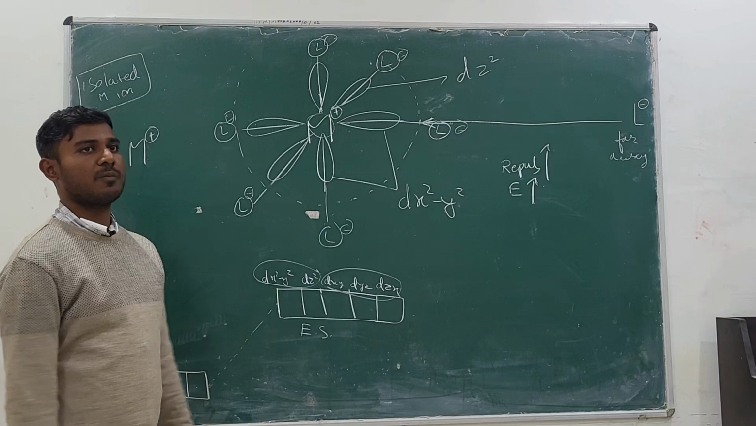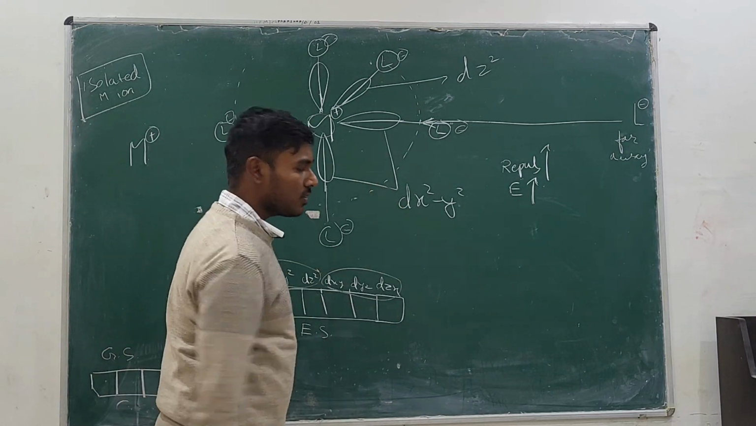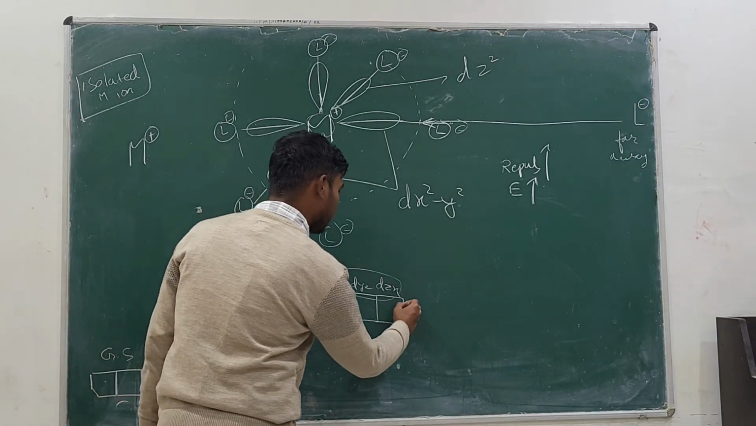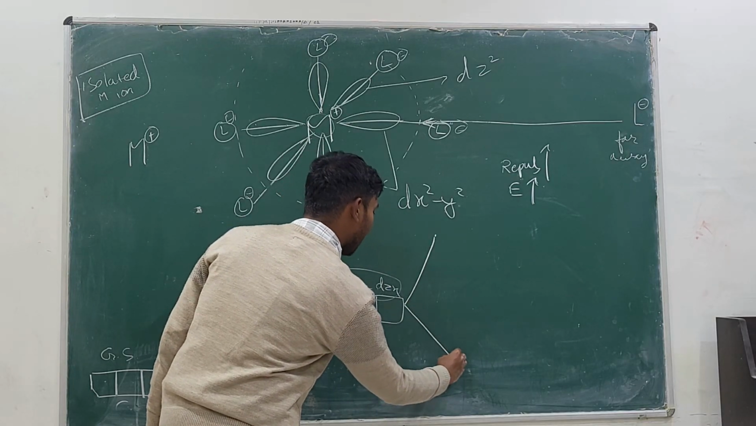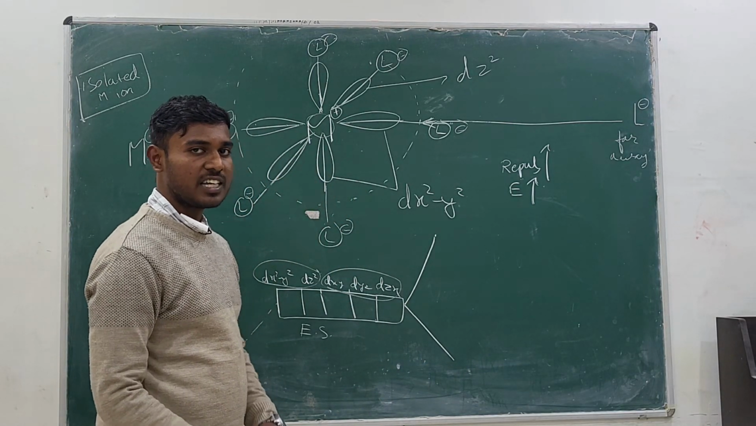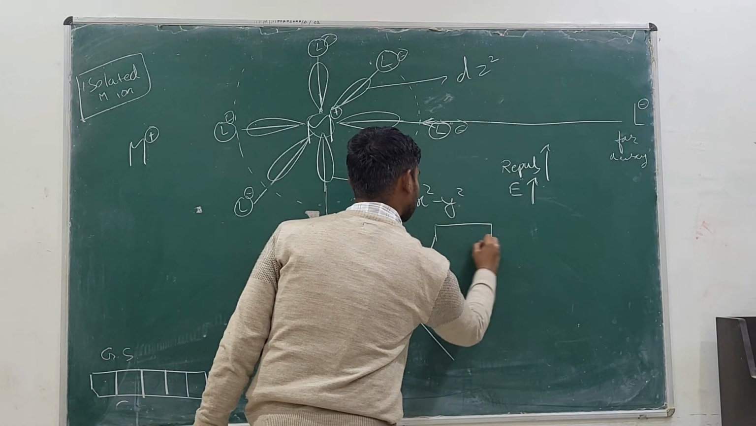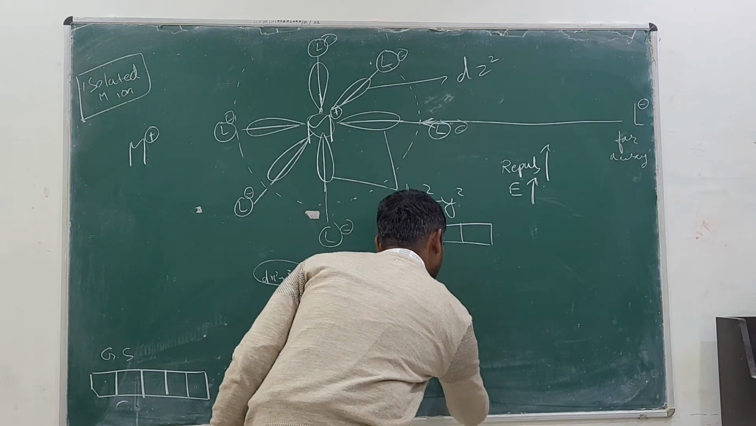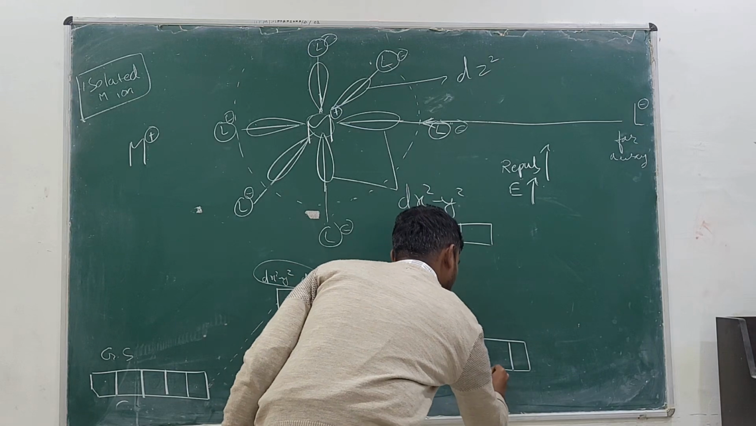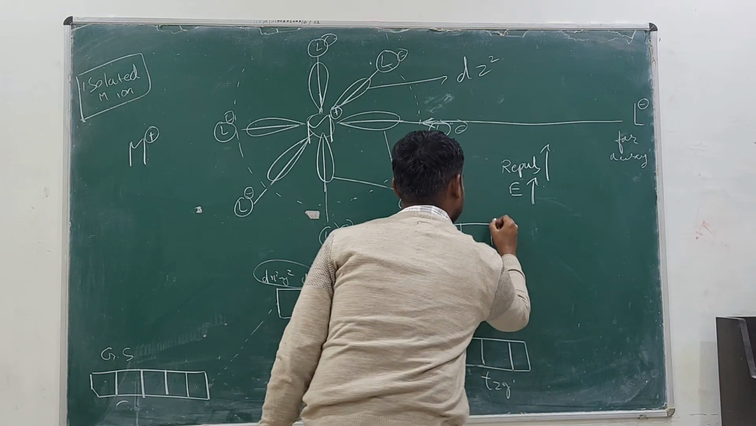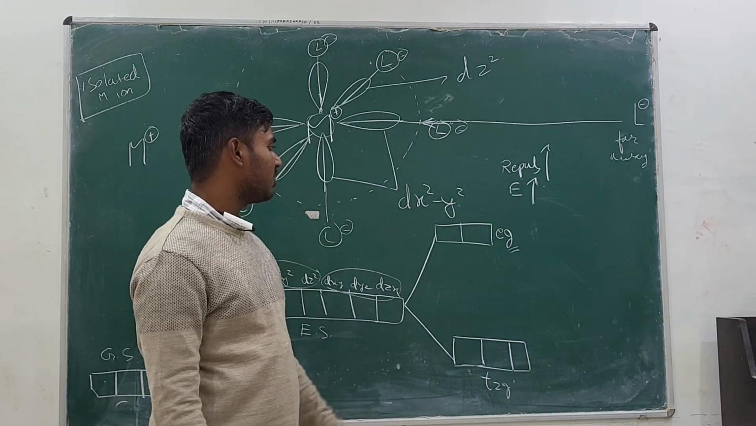So what do you think? Which orbitals' energy will increase and which orbitals' energy will decrease? So yes, the energy of dx² minus y² and dz² will increase, and as these 3 orbitals experience less repulsion, their energy decreases. So our d orbitals are split into 2 different energy levels called T2g and Eg. The g is gerade, which is related to the symmetry of these orbitals.